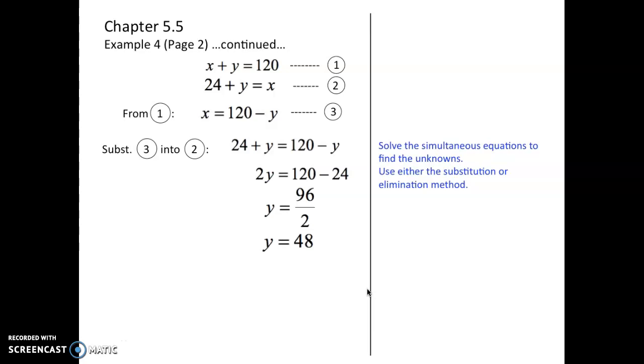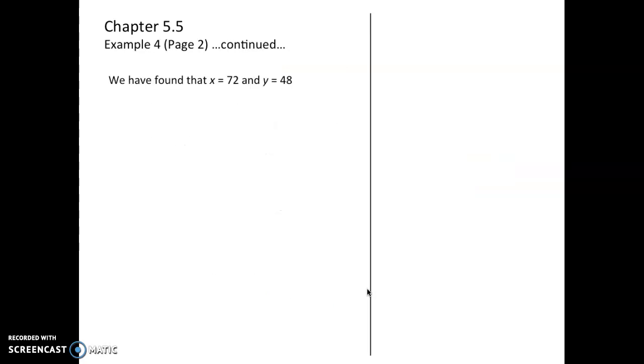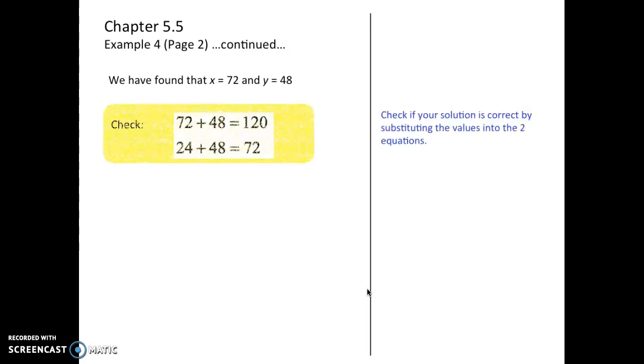Once we have found y equals 48, we can now substitute it into equation 2 to get 24 plus 48 equals x. With this, I find that x is 72. Alright, remember to check your answers. So we have found x equals 72 and y equals 48. Put them into the two original equations. You'll see that the left-hand side balances with the right-hand side for both.